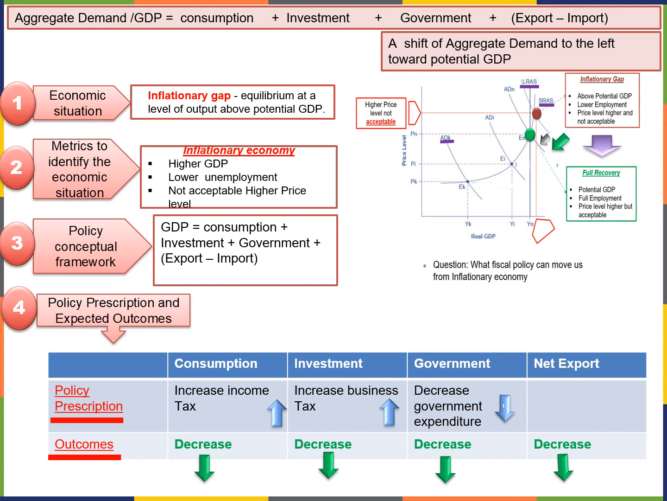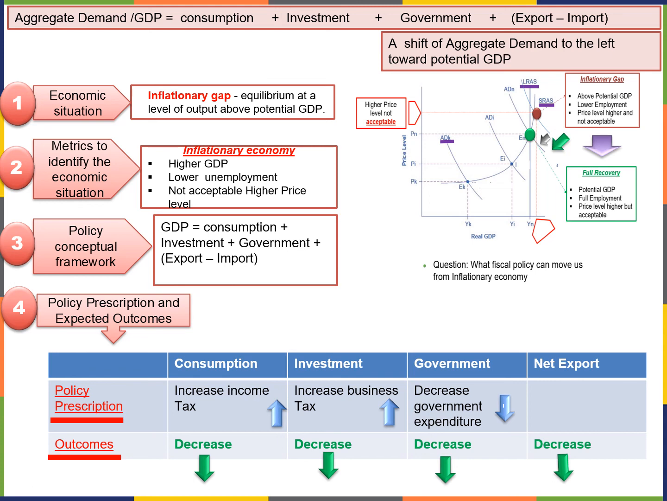And that is exactly what we're trying to accomplish, because when we do that, even though GDP might decrease a little, what we're really trying to target is the price level. So as there's a shift coming back to the left towards full potential, the price level will decrease, which is exactly the objective of this policy.